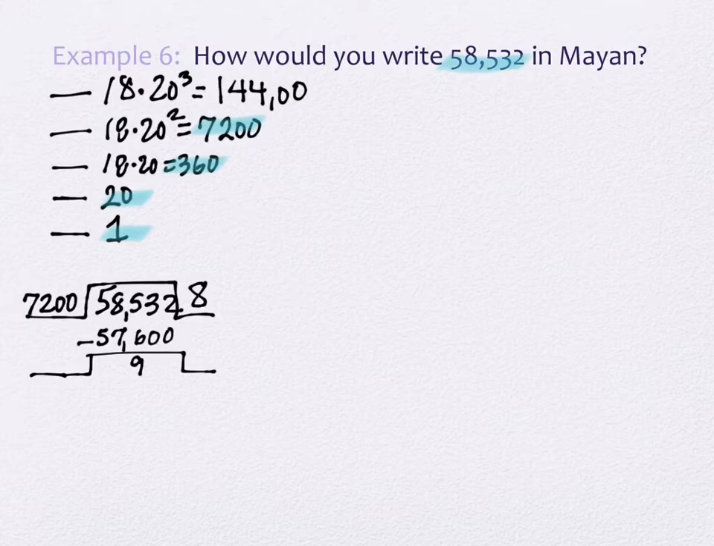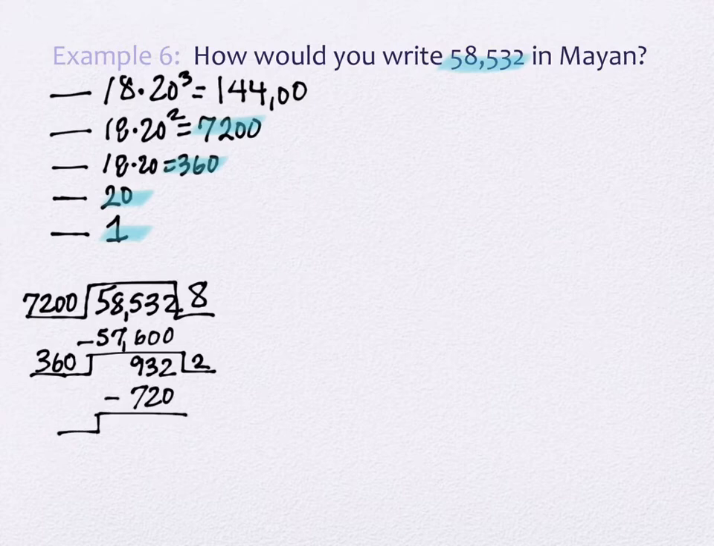932 is correct. Okay, so what am I going to divide by next? 360. How many times will 360 go into 932? Almost 3. It's like 2 times. It'll be 2. And then what's 2 times 360? 720. Yep. Okay, so 932 minus 720 is what? Yeah, 212. There we go.